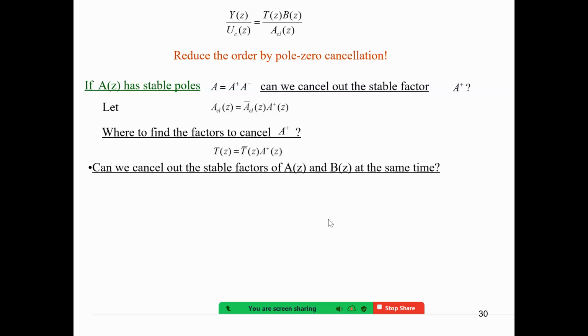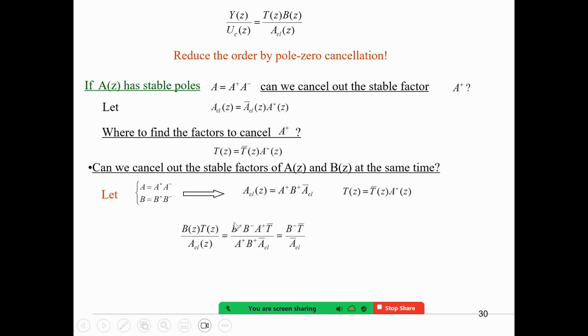Can we cancel out the stable factors in A and B at the same time? Of course, yes. Let's say you have A and B with stable factors and unstable factors. You can put all the stable factors inside the closed loop. Then, of course, you have to design your T to cancel the stable factor of the poles. This B plus is already cancelled out by the factor of this B. Then eventually the closed loop will not have this A plus and B plus. All of them will be cancelled out.